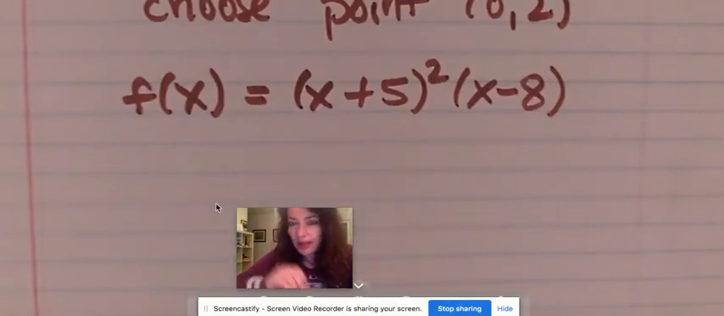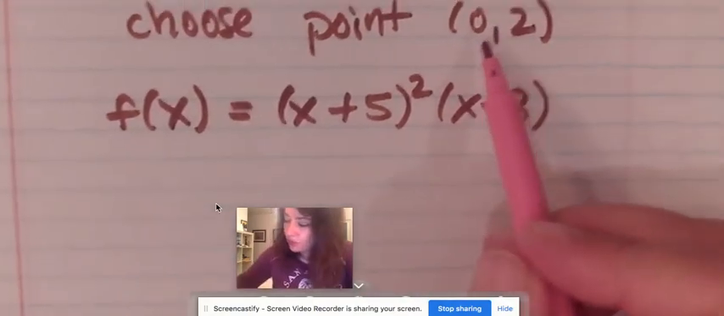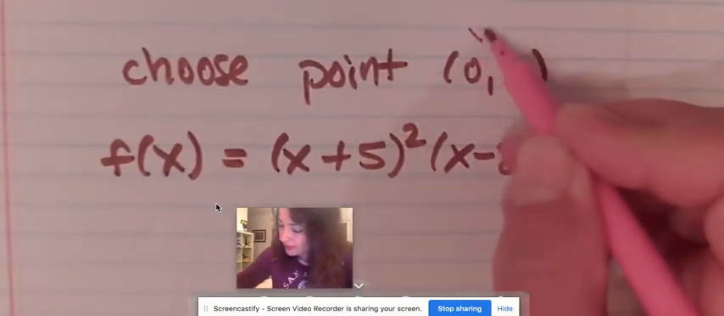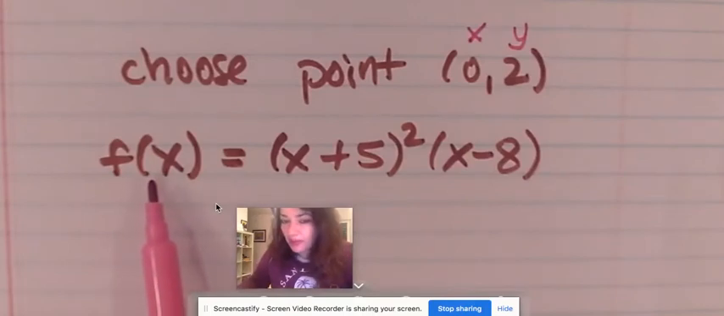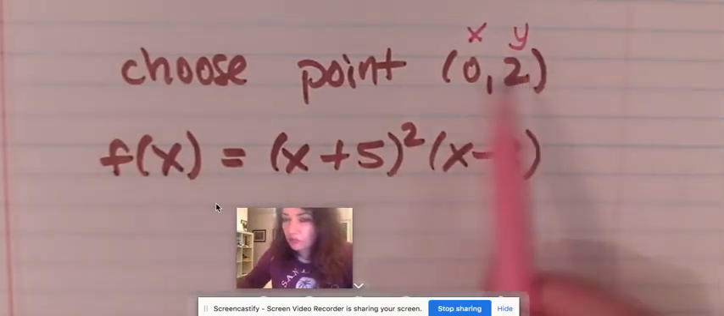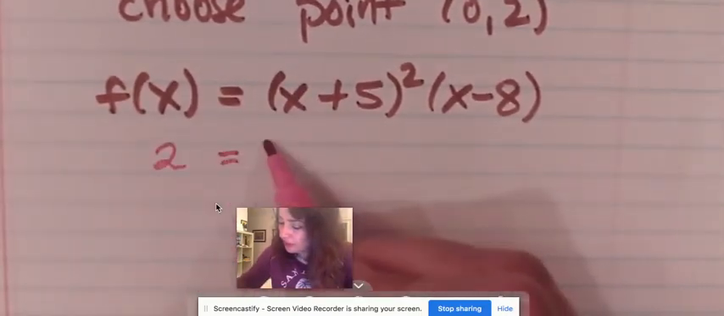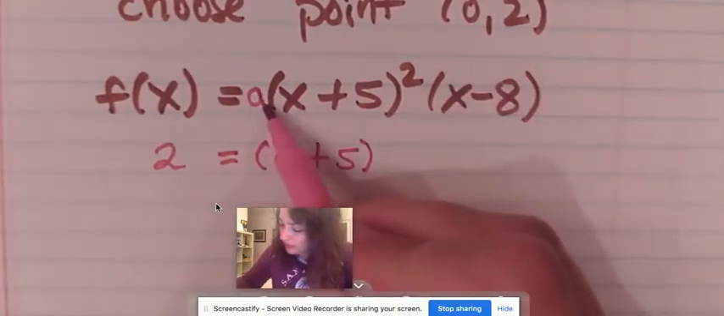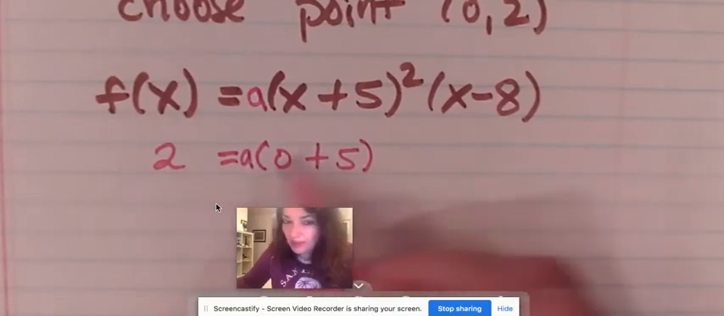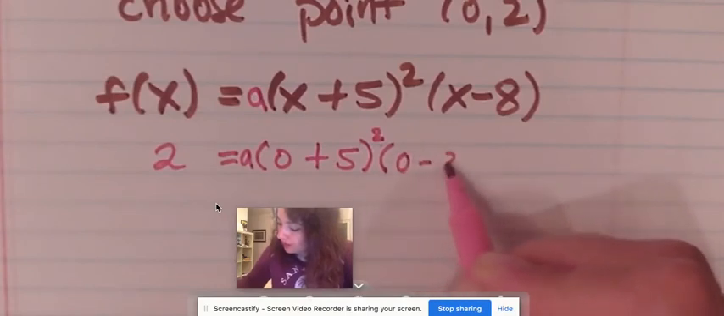So looking at the equation of the graph, I have chosen a point on the graph which is 0, 2 right here. So recall that 0, 2, this is my x value, and this is my y value. Remember, f of x represents y. So if I substitute 2 for y, I can rewrite this equation as 2 equals, plug in 0 for x, plus 5, and we do have an a value here. I forgot to put that. So I will put my a value squared times 0 minus 8.